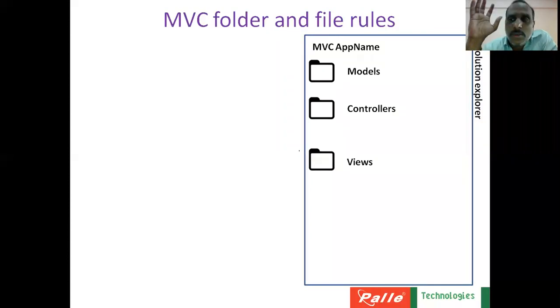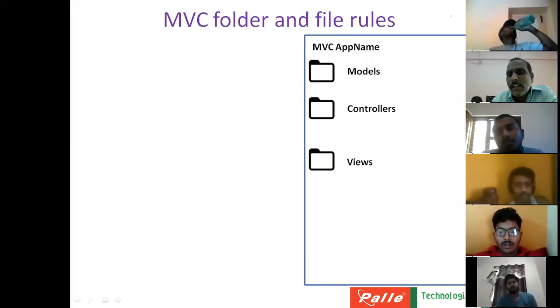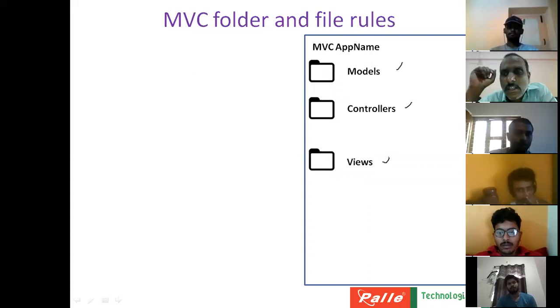Take any kind of MVC application. In general, three folders will be present in your MVC application. There will be more folders, but our concentration is on these three important folders. What are those three folders? Models, you can clearly observe here, the models folder, then the controllers folder, and then the views folder.